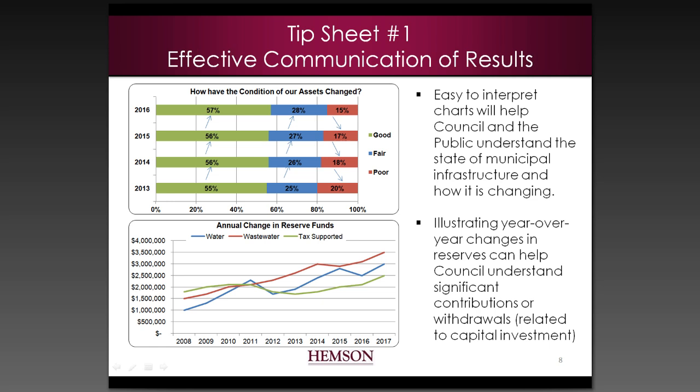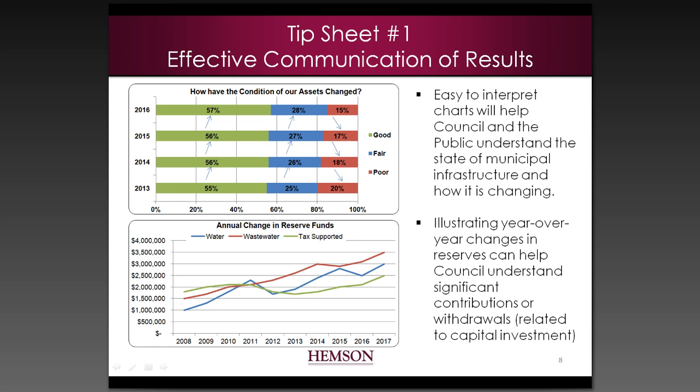The lower part of the box in the same scenario illustrates a couple of things. It shows how the annual change in the reserve funds for both utility-supported services of water and wastewater and tax support are changing over time. And you can see that the numbers go up and down and reflect the fact that in some years we're making some good contributions to it.